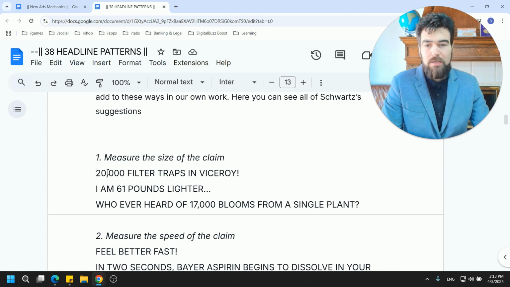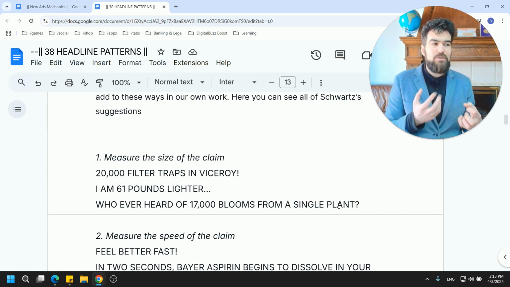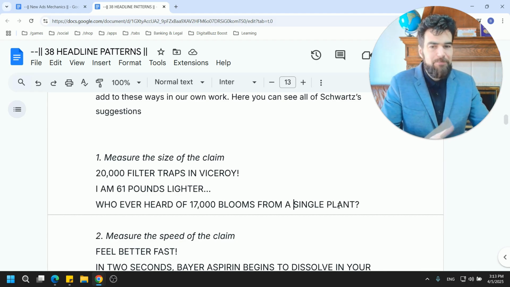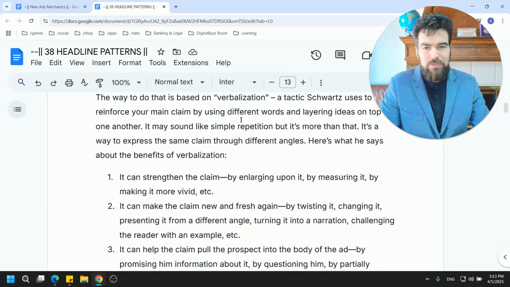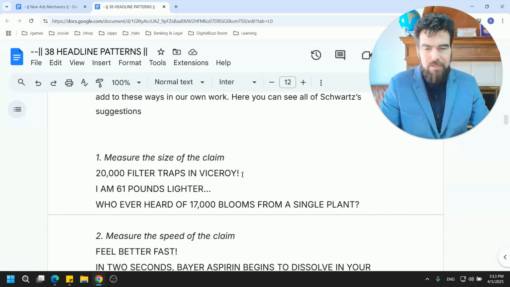So another example is for weight loss, I am 61 pounds lighter, just by measuring it. Or whoever heard of 17,000 blooms from a single plant. We measure something and that gives the user a better idea and is like a unique angle for the headline. So that's what we're doing, like the verbalization, which Schwartz is talking about here.